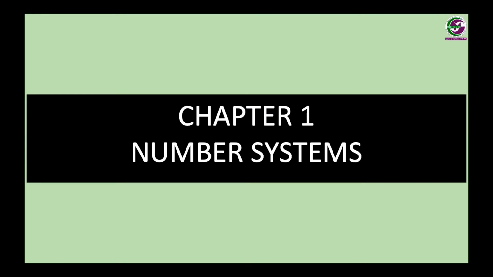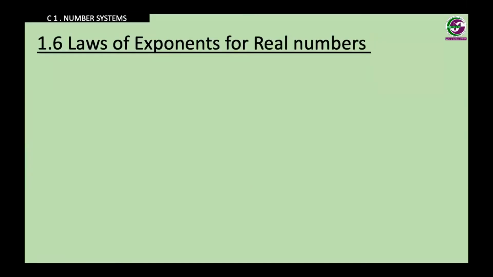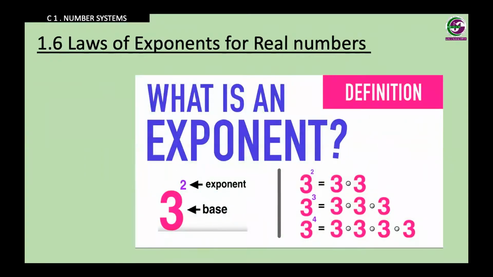So let's move on to the last lesson of chapter 1, which is laws of exponents for real numbers. First, let us see what's the meaning of exponents. Exponents means the power. For example, in this example, 3 power 2. This 2 is called the exponent and 3 is called the base.